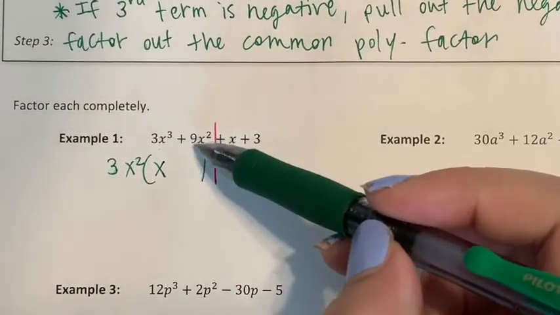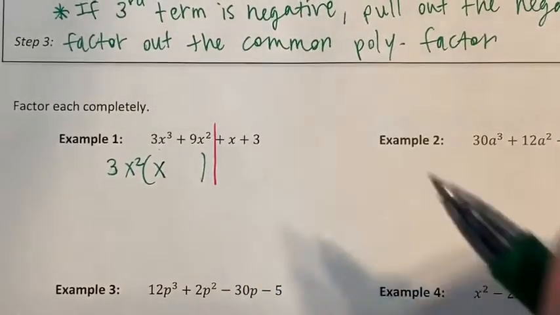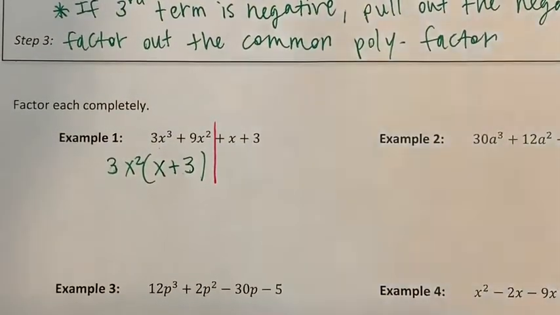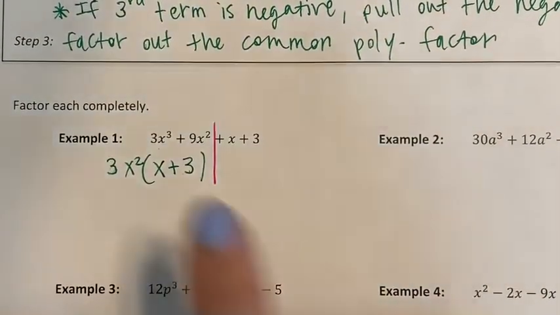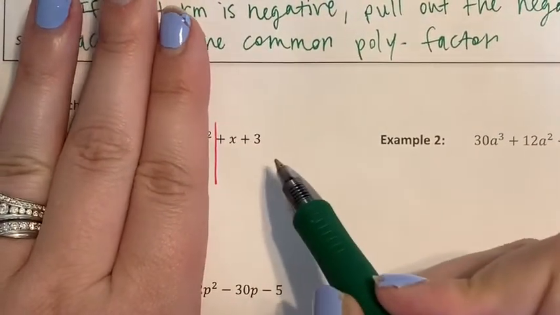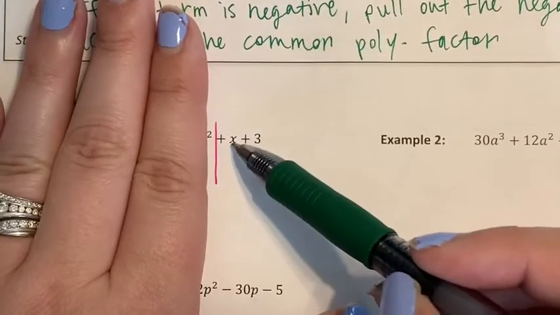I now need to do the same thing here. 3x squared times what gives me 9x squared, and that would be plus 3. All right, so I did my first half. So now you could cover up your first half and just look at the second half. So my second half, or the third and fourth term, are x plus 3.